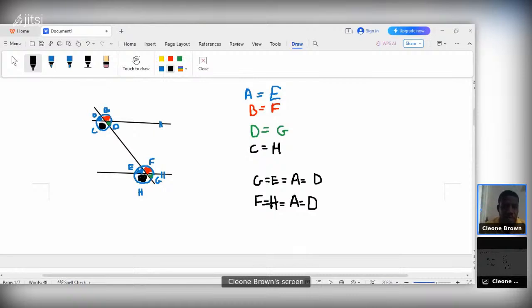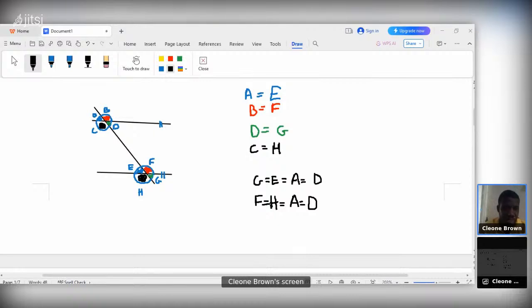As we were saying, it seems as if the screen wasn't being shared earlier, but we're just talking about the two parallel lines there that is cut by a transversal, and when the transversal cuts the two parallel lines, we have similar angles being formed. All right, angles that are equal to each other being formed.